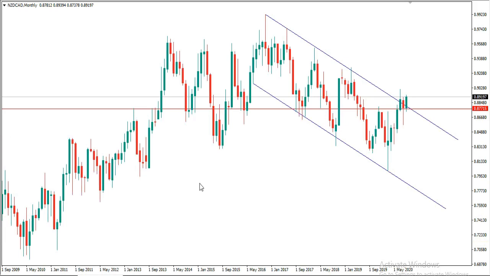Next up on our list is NZDCAD, and from the monthly time frame, what we can see is this huge descending channel right here.